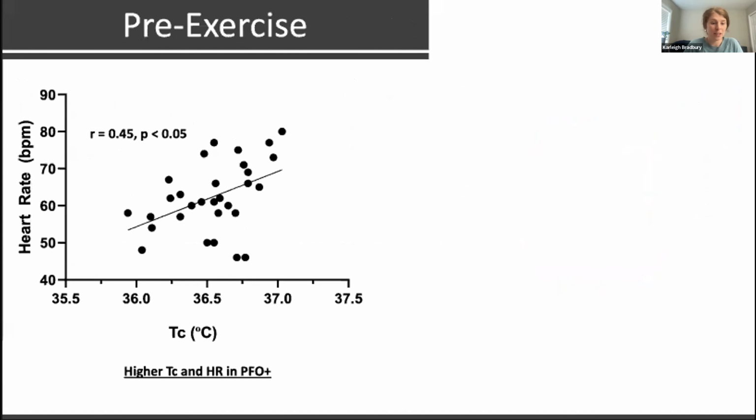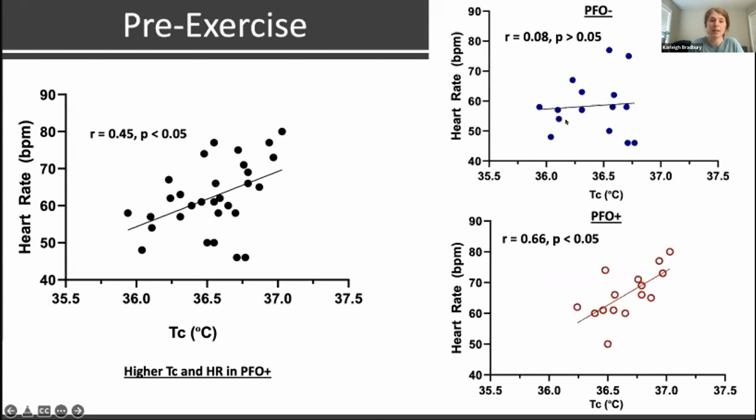So the first thing we wanted to do was look at our whole group of subjects. This is the same 30 subjects we looked at in Jim's first study, and determine whether or not there's a significant relationship between core temp and heart rate at rest. And you can see that there is. Those who came to the lab with lower core temps, around 36 degrees Celsius, had lower heart rates, whereas those who came to the lab with warmer core temps, around 37 degrees Celsius, had higher heart rates. When we divide that out into PFO positive and PFO negative, you can see that there's no relationship between core temperature and heart rate in our PFO negative group, but that relationship's really being driven by our PFO positive subjects.